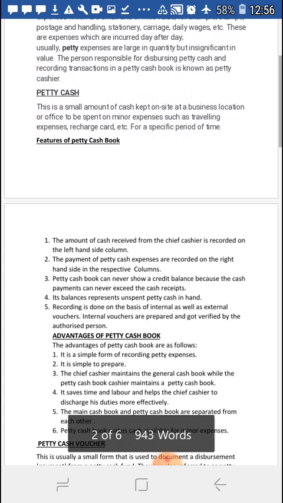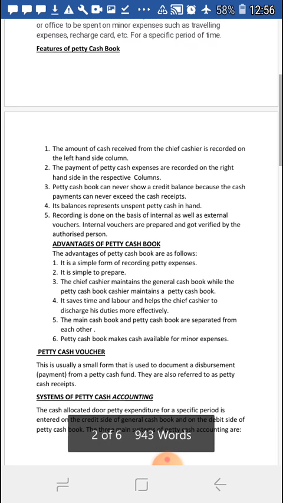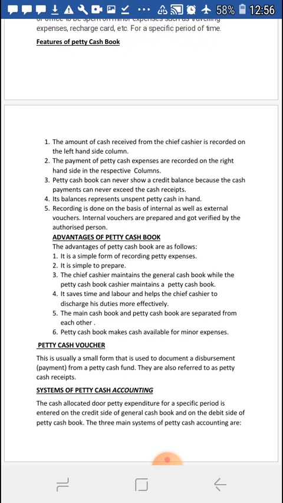So what are the features of petty cash book? Number one, the amount of cash received from the chief cashier is recorded on the left-hand side column. That is the debit column. You debit the receiver and you credit the giver. I hope you take note of that. Secondly, the payment of petty cash expenses are recorded on the right-hand side because they are given. So you credit the giver.